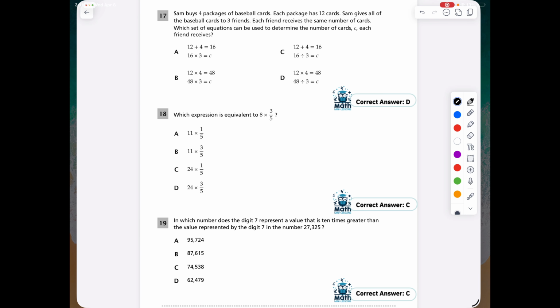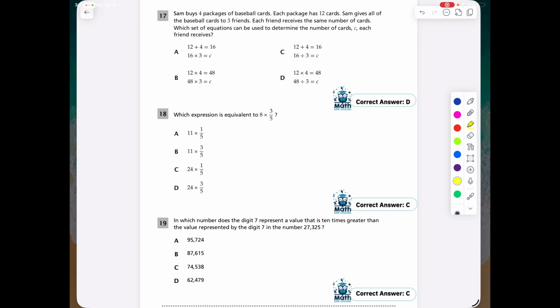Sam buys, since this was a longer one, I'm going to read it more than once. Sam buys 4 packages of baseball cards. Each package has 12 cards. Sam gives all the baseball cards to 3 friends. Each friend receives the same number of cards. Which set of equations can be used to determine the number of cards C each friend receives?